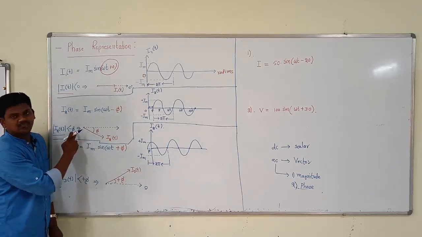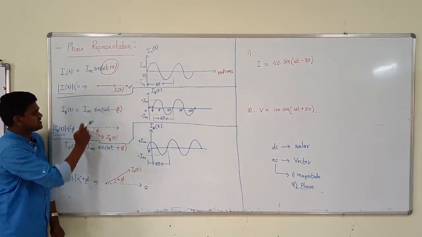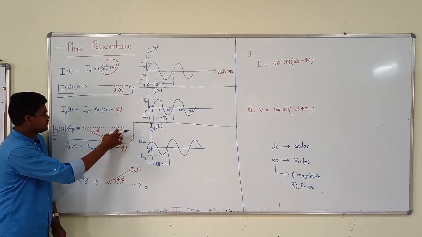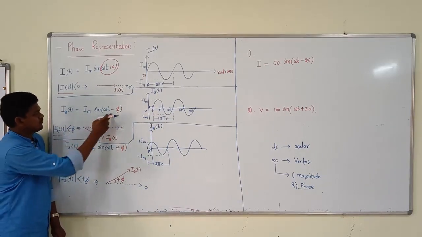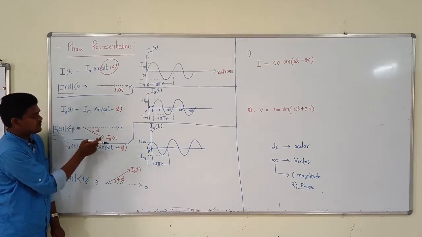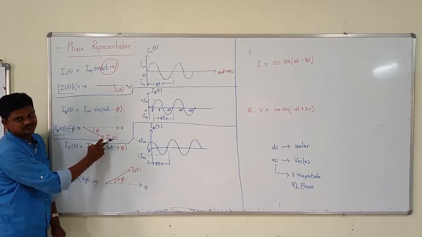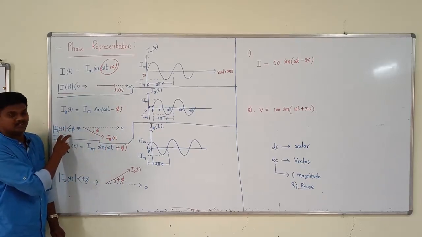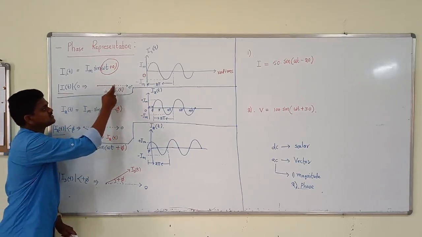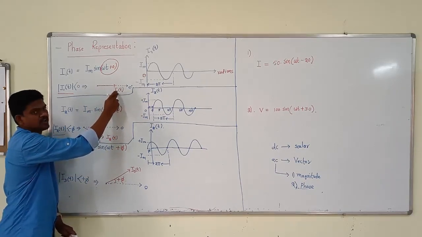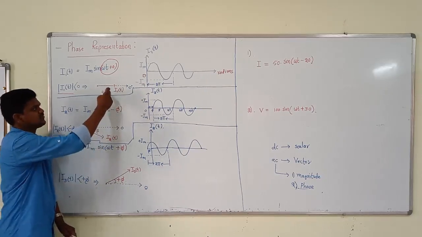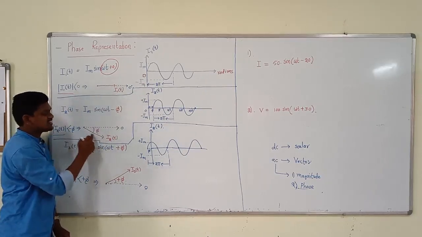Now name this the phasor diagram. This is the 0 reference wave, and after phi, downwards, we have the I2 of t. I2 of t or I2 of omega t is the current waveform. In this direction we have the I1 of t magnitude, and in this direction the I2 of t magnitude. The difference between the first wave and the second wave is the direction.